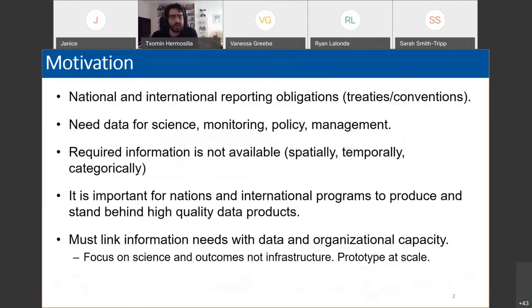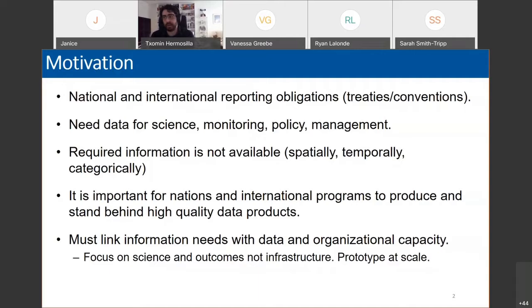First, I would like to mention the motivation for our research. Countries have to fulfill national and international reporting obligations. They are part of treaties and conventions, and they need to keep national forest inventories and carbon accounting programs. These programs require data for science, for monitoring the forest, for policymakers, and for management. The issue is that the required information is not always available, or if it is available, it doesn't have the spatial resolution, or it doesn't cover the whole country, has been acquired at one time, or the categories and the information contained are not compatible with the needs.